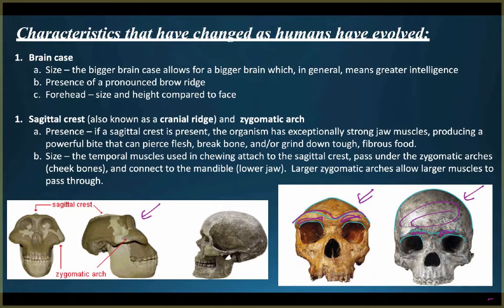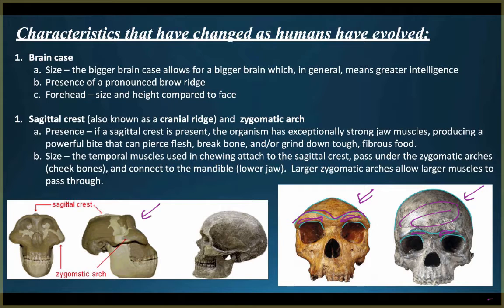Women tend to have deeper, larger eye sockets than men. So that's why you'll see men with bigger brow ridges than women currently. And that's also why you'll see bigger brow ridges in our ancestors than us, because our eye sockets tend to be deeper than theirs were. You can also look at the forehead size and the height compared to the face.